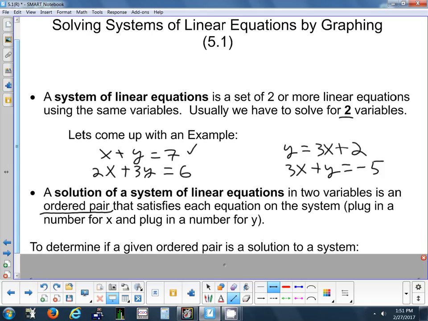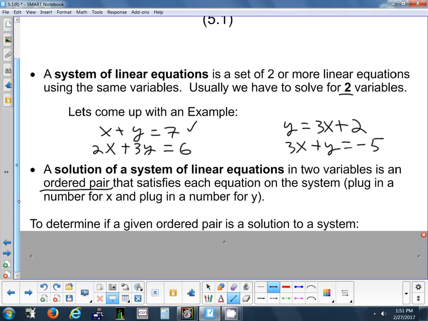All right, so the first kinds of problems you're going to look at, they're going to give you a solution. They're going to say, is this a solution to the problem? And you're just going to write yes or no.